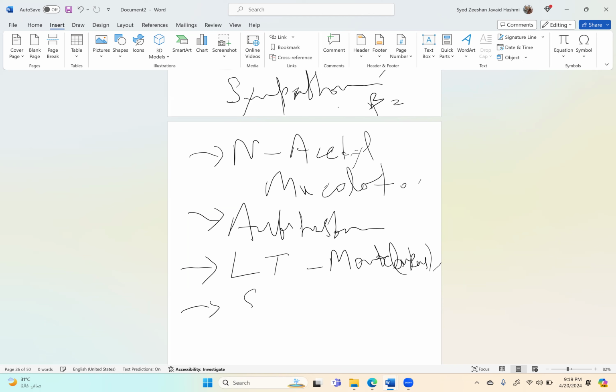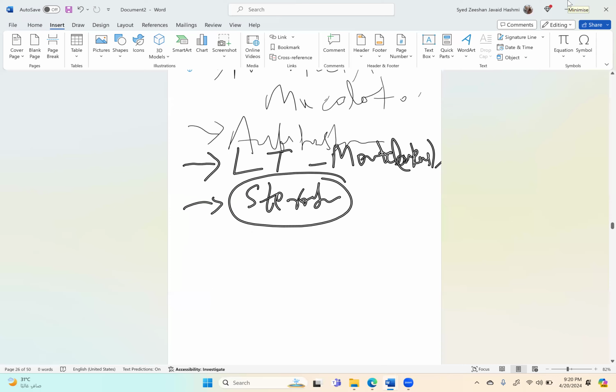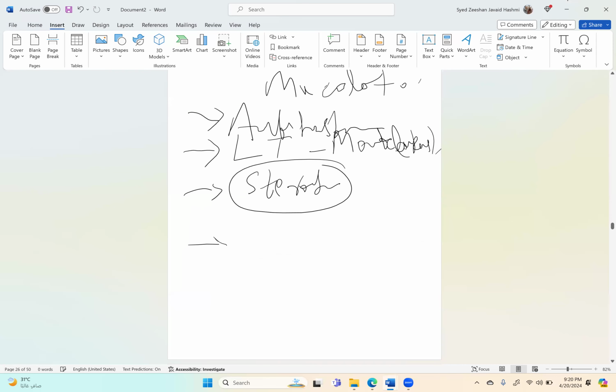And last but not the least is steroids. Okay, so steroids, either in the form of oral, nebulization, or inhalers. Steroids are one of the most important components when you are treating any patient with asthma or COPD. Okay, so with these antihistaminics, one more thing is there.